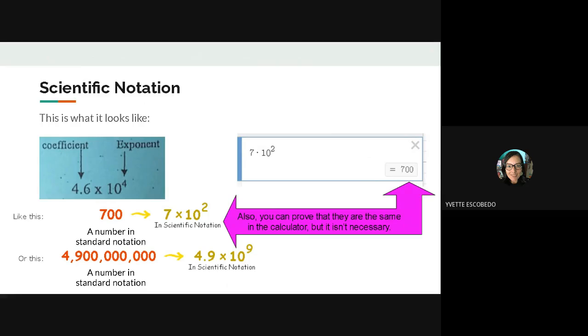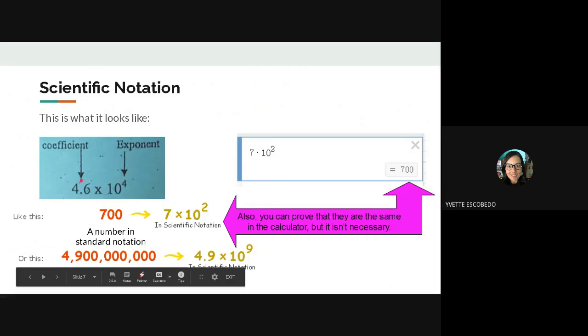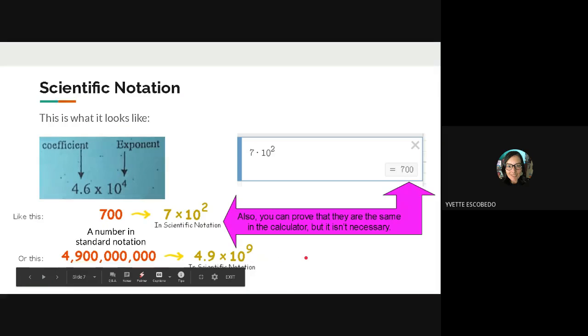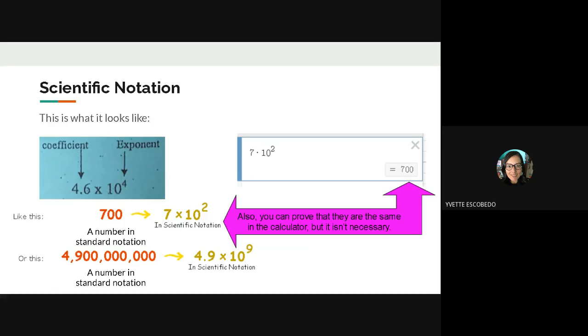So this is what scientific notation looks like. There's a coefficient in the front times 10 raised to an exponent. So a standard number like 700 can be turned into scientific notation by writing it as 7 times 10 to the second power. And you can prove this by typing it in the calculator, but you don't have to do it. It isn't necessary. Here's another number, 4,900,000,000 can be written in scientific notation as 4.9 times 10 to the 9th power.